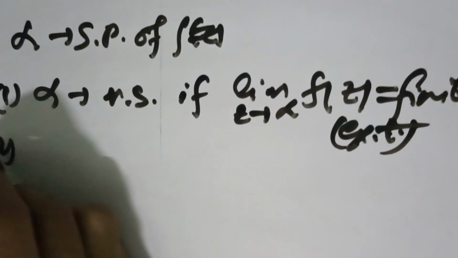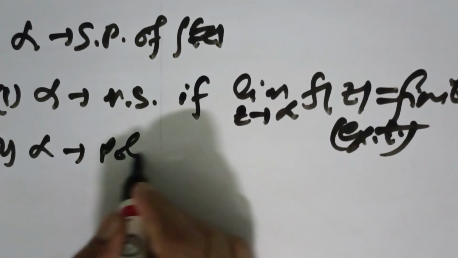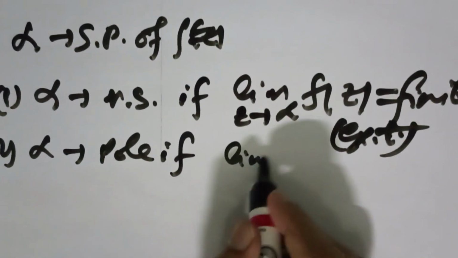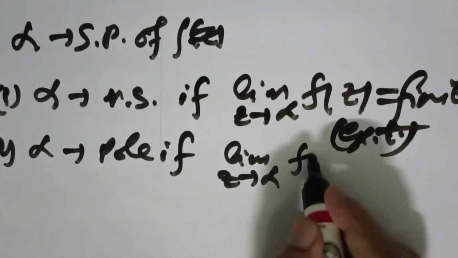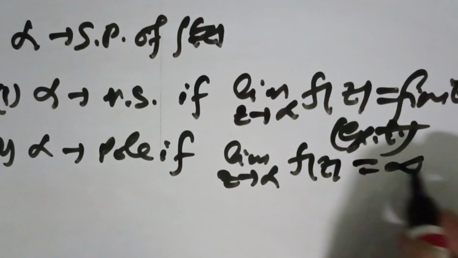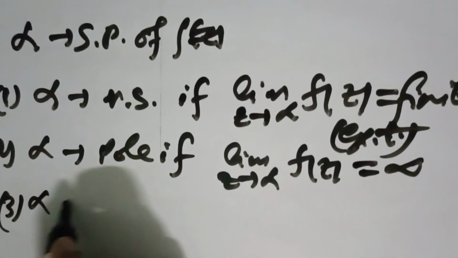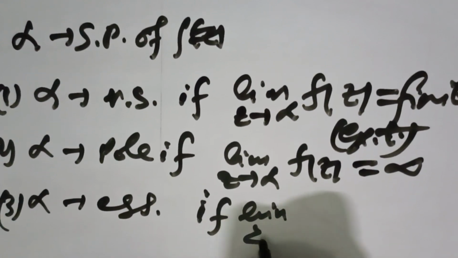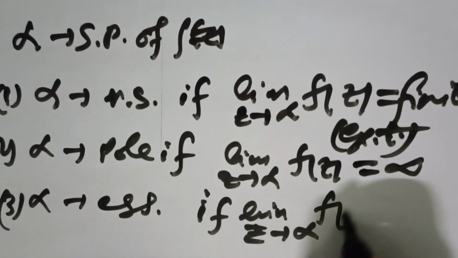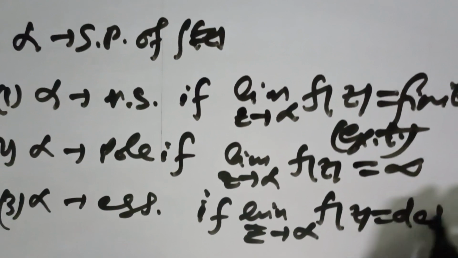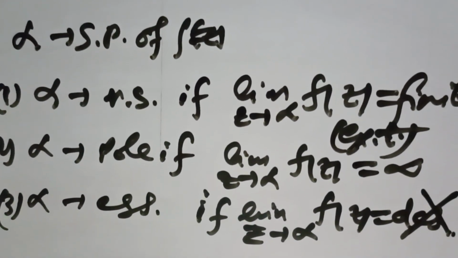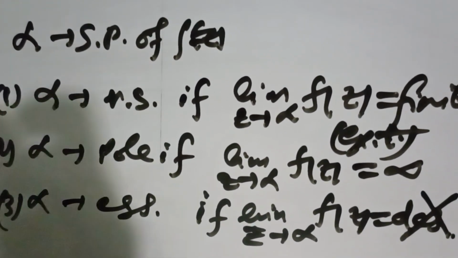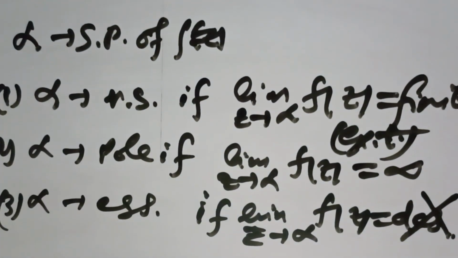Okay, and if alpha is a pole, then this limit as z tends to alpha of f(z) is infinite. And third, alpha is an essential singularity if the limit as z tends to alpha of f(z) does not exist. This limit does not exist. Okay, so using this result we are going to solve this question, and it is very easy to solve the question using this concept.